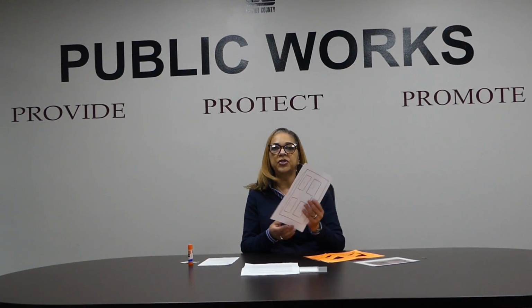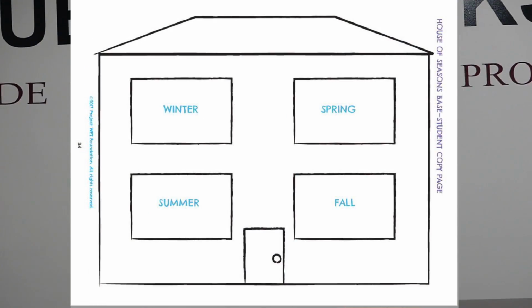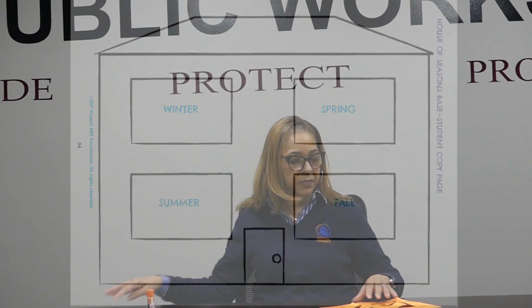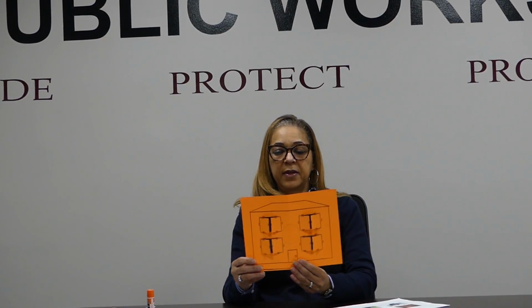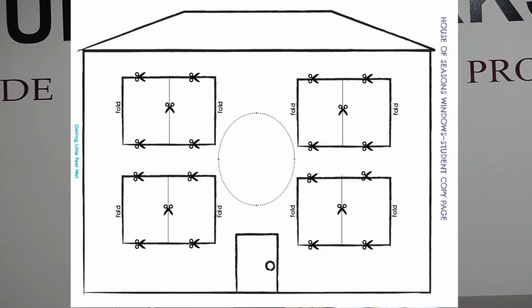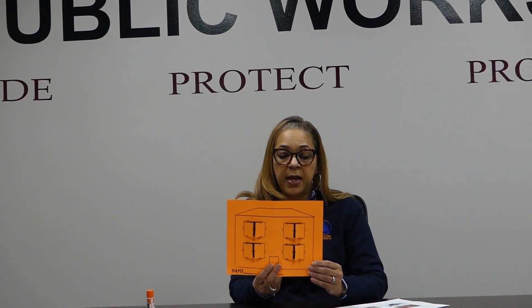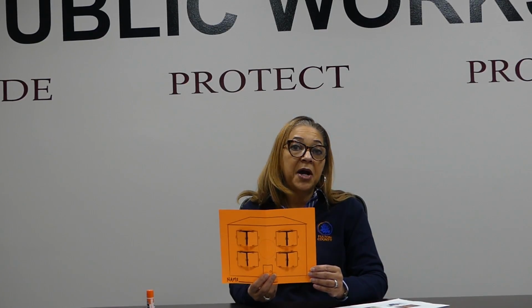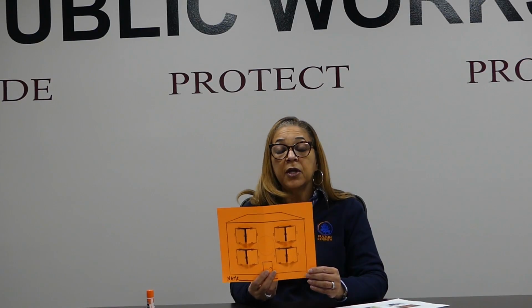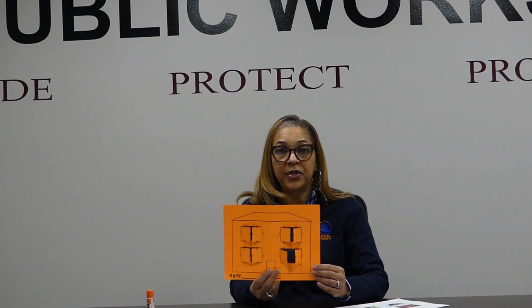So first, in your package, you should have a sheet. We call this the House of Seasons, the white sheet. And here you will see we have 4 windows on that sheet, okay? The next sheet you should have is your House of Seasons colored sheet. Part of your instructions in that package, we did ask that you do some cutting prior to starting the activity. This is one of the sheets that came with 1 window cut. We've asked that you cut the other 3. So we hope that you've done that.